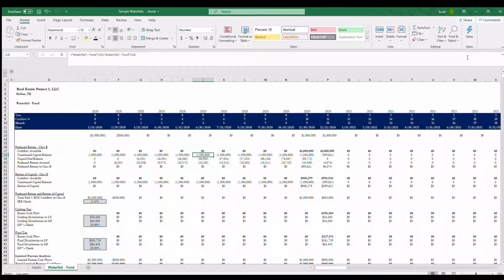Preferred returns are important because they are really the threshold between limited partners receiving 100% of the money and general partners starting to receive carried interest distributions.